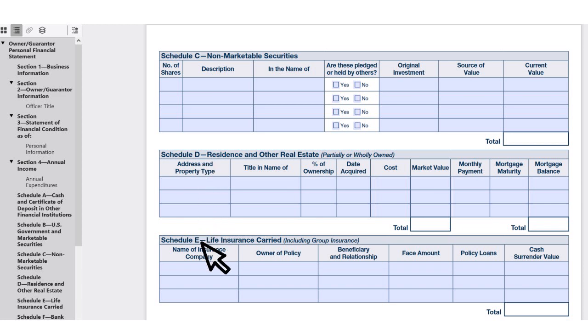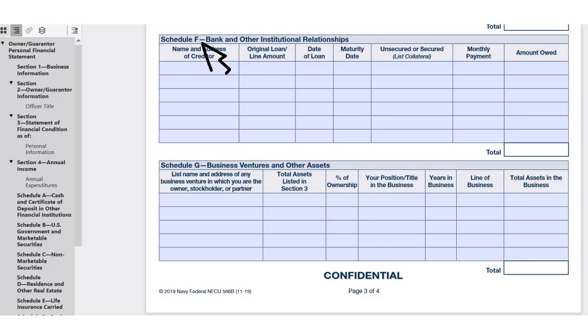Schedule E, you have your life insurance carried. If you have life insurance, they want to know about it. All right. Schedule F, they want to know your bank and other institutional relationships. They want to know where you bank besides Navy Fed. So you can see that all these questions are not just random questions.